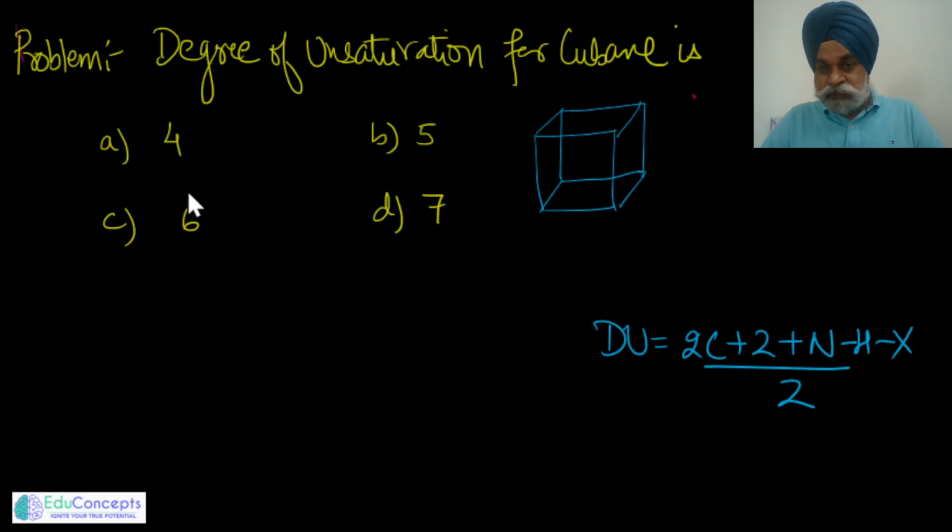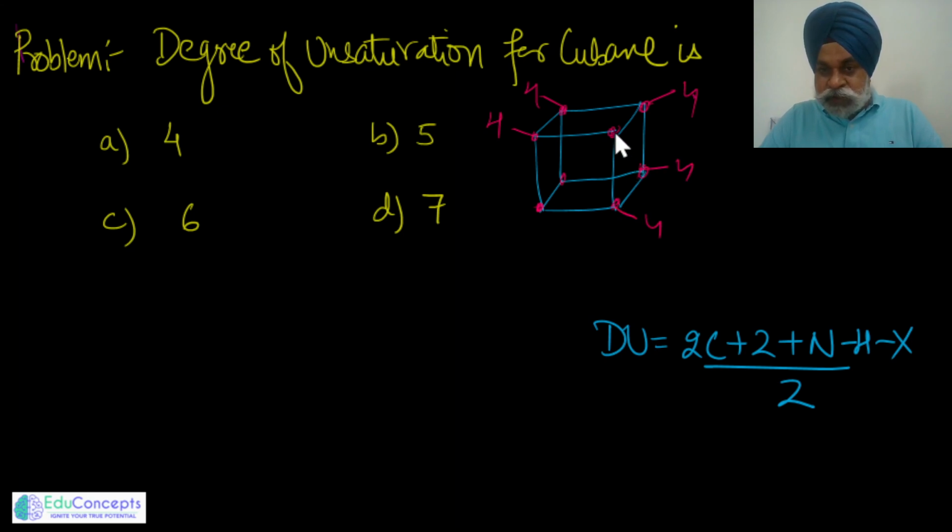So this was the question which we asked you in the last session: the degree of unsaturation for cubane. Cubane is a compound shown like a cube, for which we are supposed to find the degree of unsaturation. Here there are 2-3 things you have to keep in mind. One way is that all of these corners are carbon, and all of these carbons have 1 hydrogen as well, to keep the tetravalency intact.